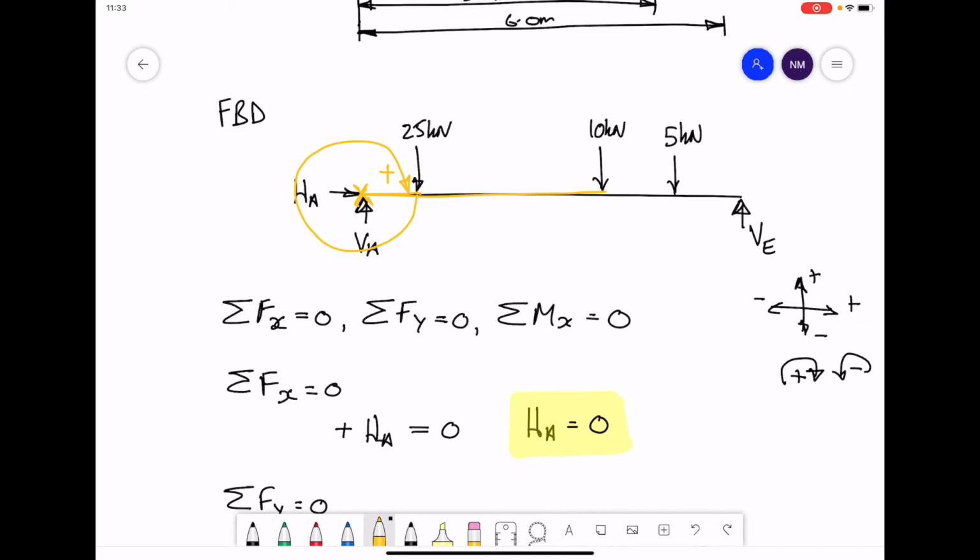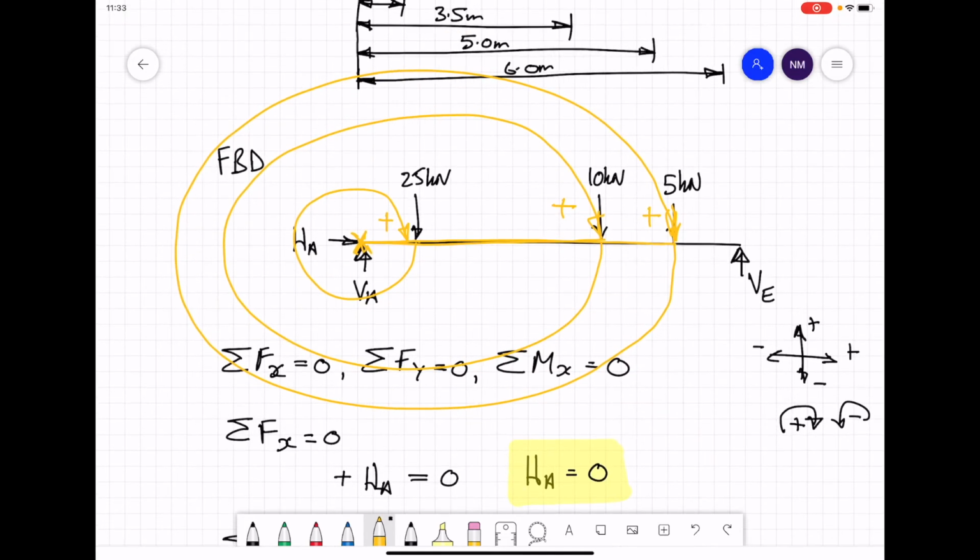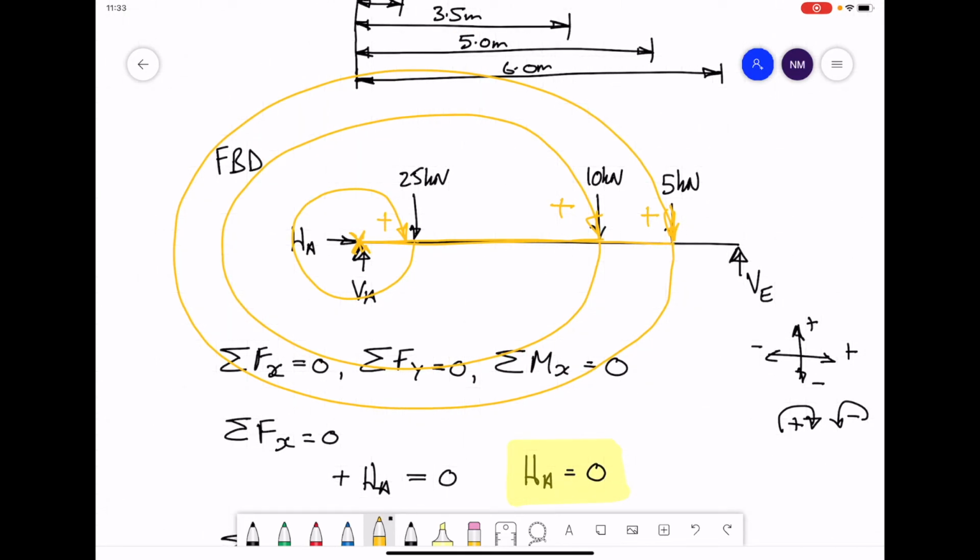The 10 kilonewtons, again, hold it at point A. How would the 10 kilonewtons want to rotate around point A? It would want to rotate around in a clockwise manner, therefore it's a clockwise moment, positive. 5 kilonewtons, again, hold it on a piece of string at point A. 5 kilonewtons will want to rotate around in a clockwise manner, therefore will be positive. Finally, VE, hold it on a piece of string at point A. How will the VE force want to rotate around point A? It will actually want to rotate around in an anti-clockwise manner, therefore will be a negative moment.